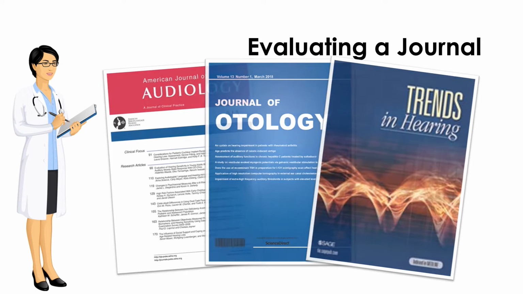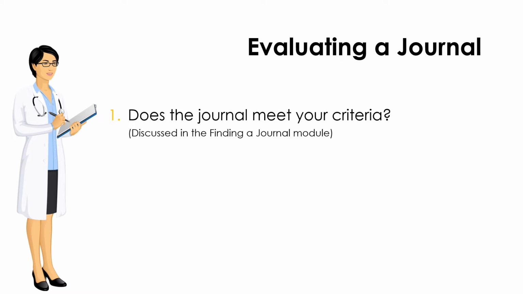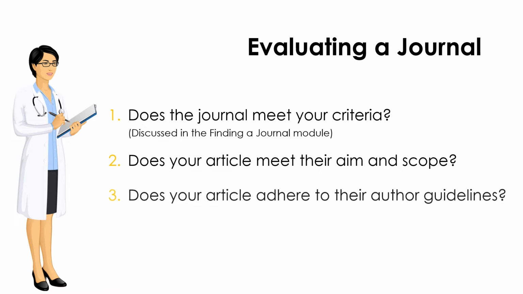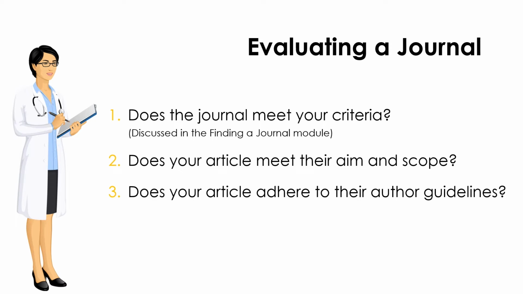Whichever journal you eventually decide upon, you want to make sure it meets your criteria discussed in the previous section, and that the article is a good fit for the journal by meeting its aim and scope, as well as adhering to the author guidelines. Lastly, you'll want to steer clear of predatory journals.